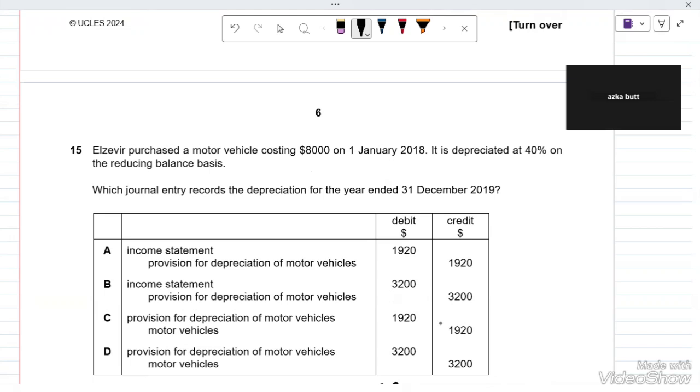Okay. So the next question is that Elsewhere purchased a motor vehicle costing $8,000 on 1st January 2018. It is depreciated at 40% on the reducing balance basis. Okay, that means the reducing balance method, RBM. Which journal entry records the depreciation for the year ended 31st January 2019?